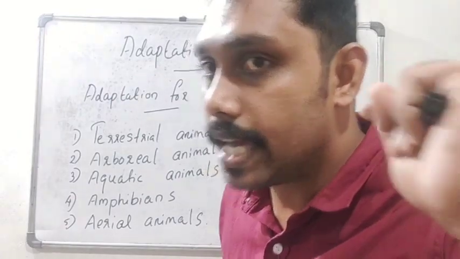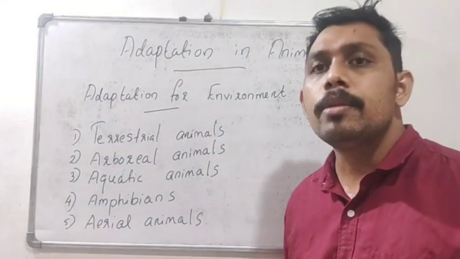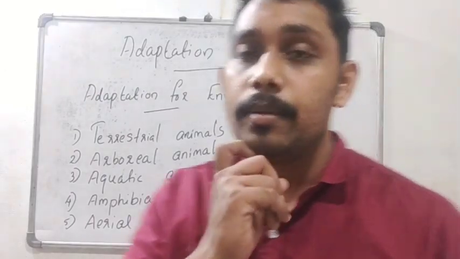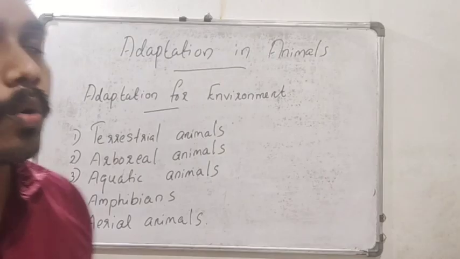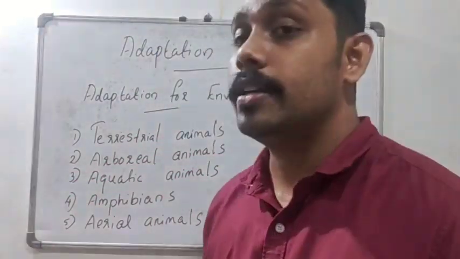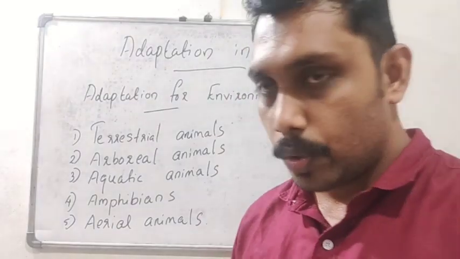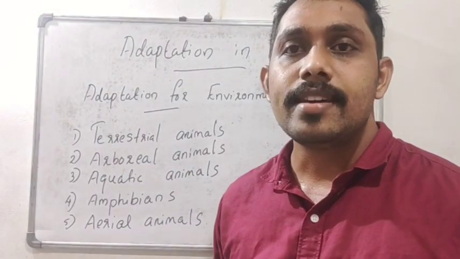Example, monkey. Now, next one is aquatic. What do you mean by aquatic? Aquatic animals. We have also discussed aquatic before. Aqua means water. So aquatic animals means the animals we can see in water.